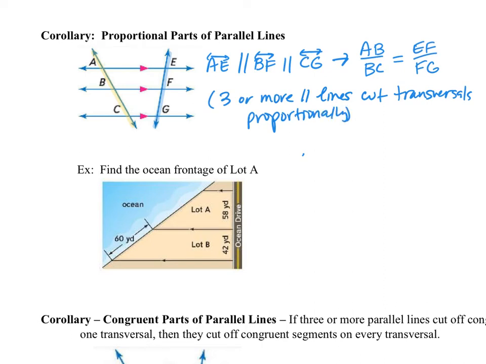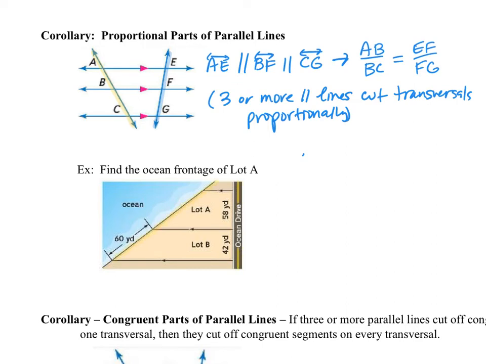All right. Let's take a look at this example. It says find the ocean frontage of lot A. So we have these lots that, I wish I lived there, come right up to the ocean. What I want you to notice, though it's kind of tiny, are these little markings that show that these lines are parallel. So if those lines are parallel, then we have some parallel lines that are intersecting some transversals.